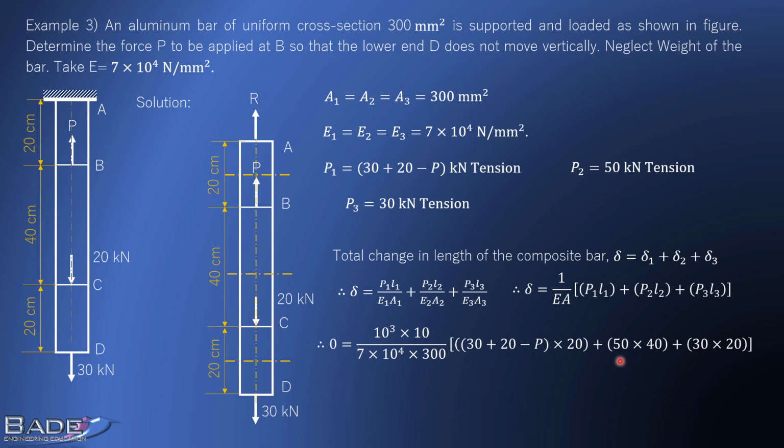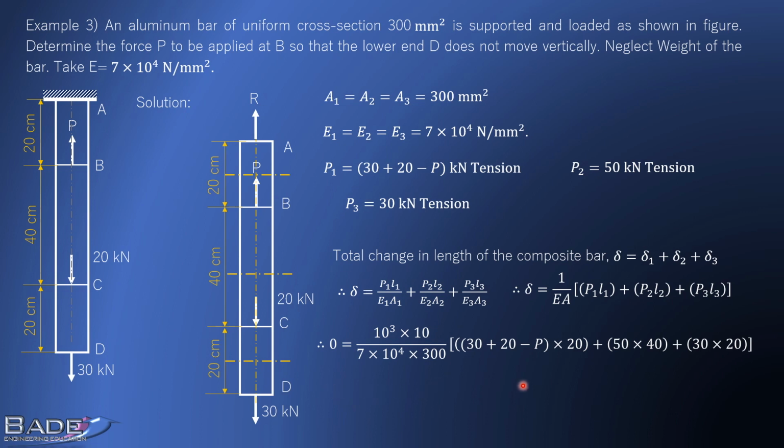P plus 50 into 40. 50 is force in kilonewton and 40 is in centimeter, that is the length of middle portion. You must consider it in millimeters. And force in Newton, that is why 10 raised to 3 and 10 are outside the bracket. So even if 30 kilonewton into 10 raised to 3, it is Newton. And here it is 20 centimeter into 10, that is, now it's millimeter.